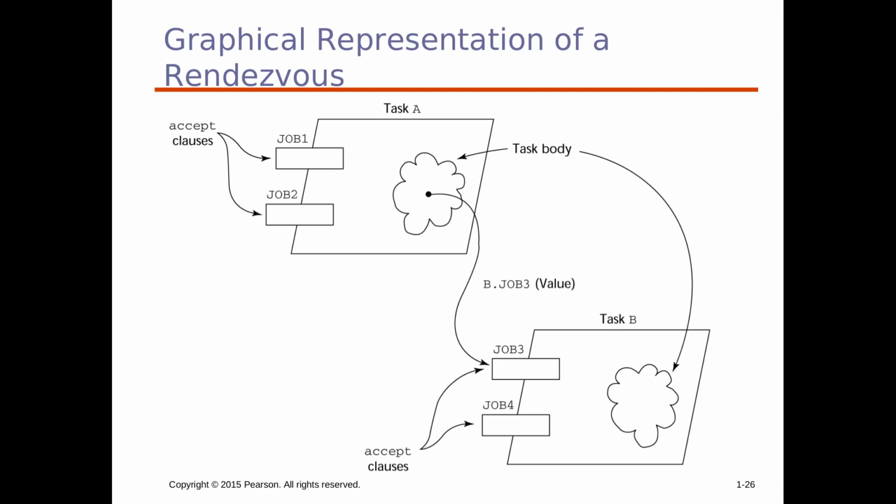And so inside of task A, task A's going to call on B. It's going to call the job 3 method with some value. And that comes in, and if there's no one else waiting on job 3, then it will immediately accept, and that's when the rendezvous occurs.